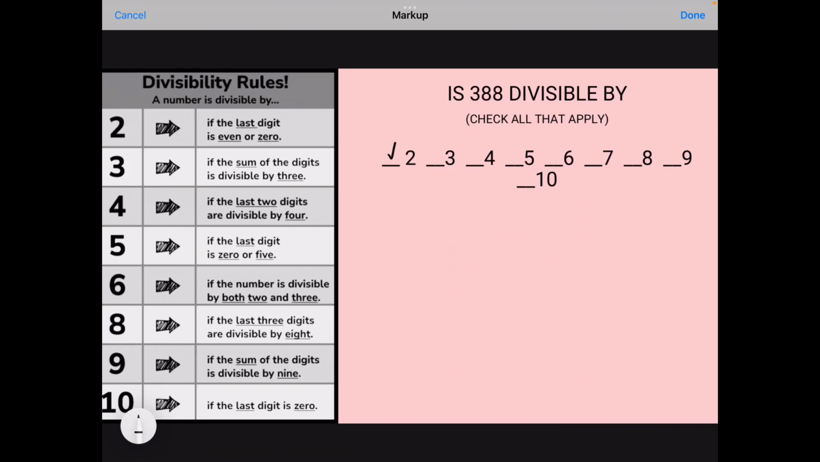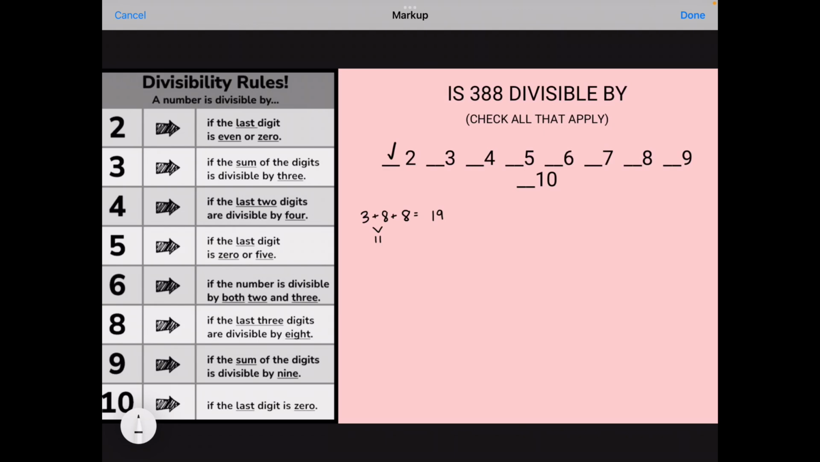For 3, if the sum of the digits is divisible by 3, then the entire number is divisible by 3. So let's go ahead and add up. 3 plus 8 plus 8, that's 11, plus 8 is 19. 19 is not divisible by 3. I can't divide 19 by 3 and get a whole number answer. So 3 is not one of the options.